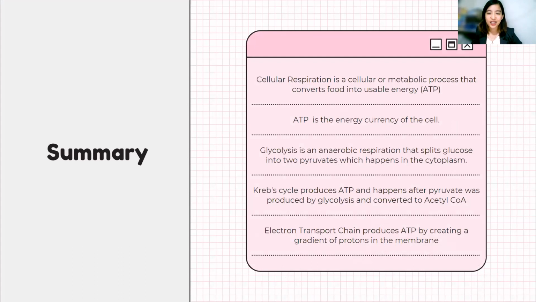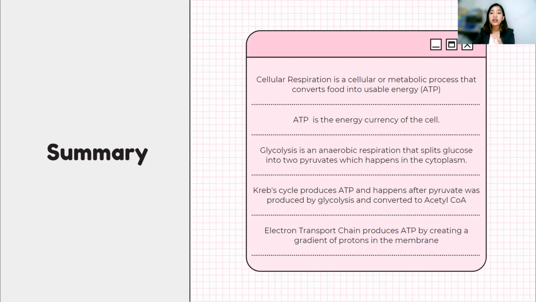So, we have reached the end of this lecture video. In summary, cellular respiration is a cellular or metabolic process where we convert food or glucose into usable energy, the ATP. And our ATP is what we call the energy currency of the cell, which we need to use our resources, the glucose, as usable energy. Cellular respiration is composed of 3 pathways, which are glycolysis, the Krebs cycle, and the electron transport chain.